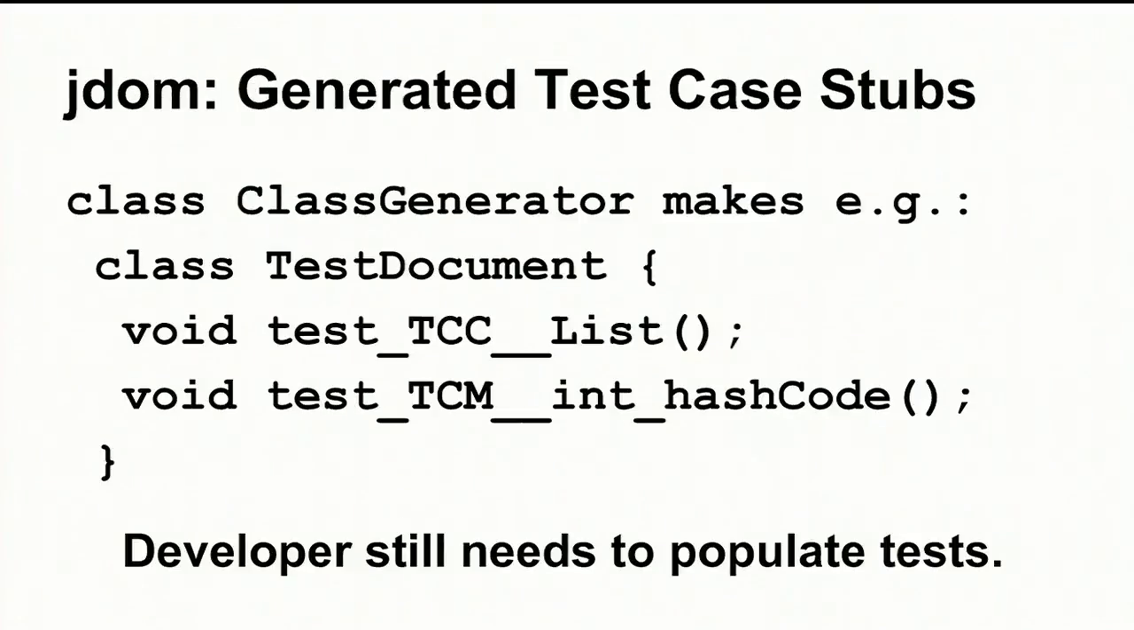Another way of getting reuse is by having automatically generated tests. That's kind of like parameterized tests; it's another way of doing that. For JDOM, they have a grammar for whatever they have, and then they generate tests based on the grammar as well. They actually only generate stubs, not the actual tests.